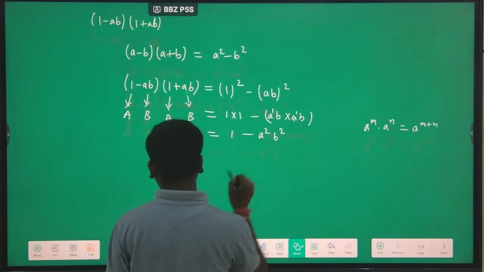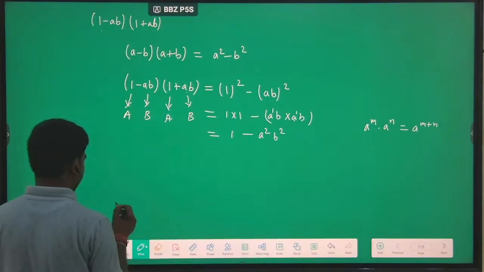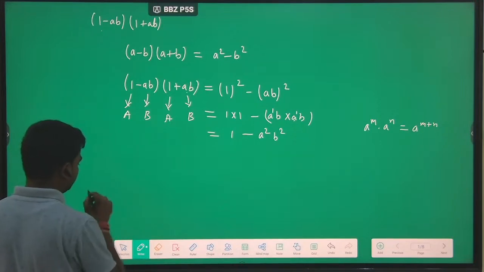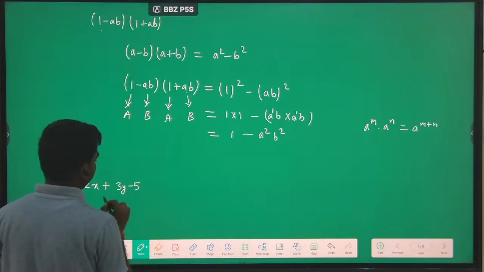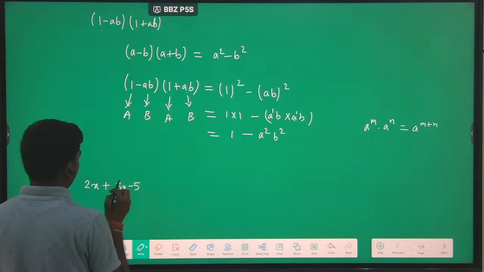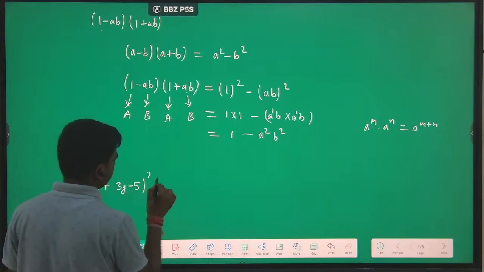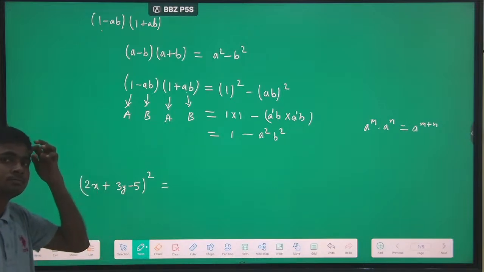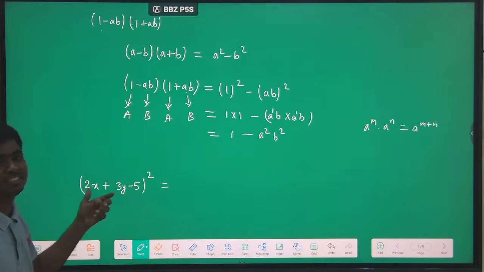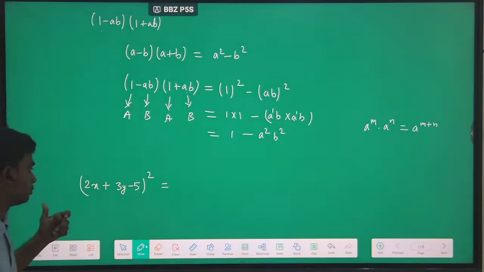Now, if we are given to find out the value of (2x plus 3y minus 5) whole square, do you have any idea how we will find out the value of this? We can find out the value of this type of thing by using these identities. How? Let us find out.